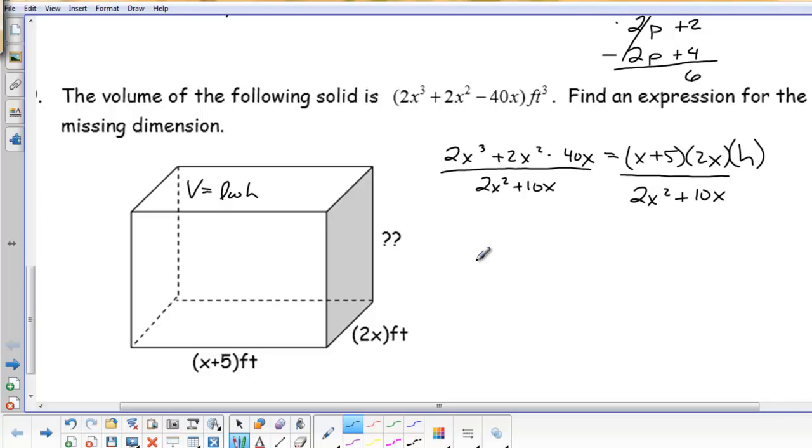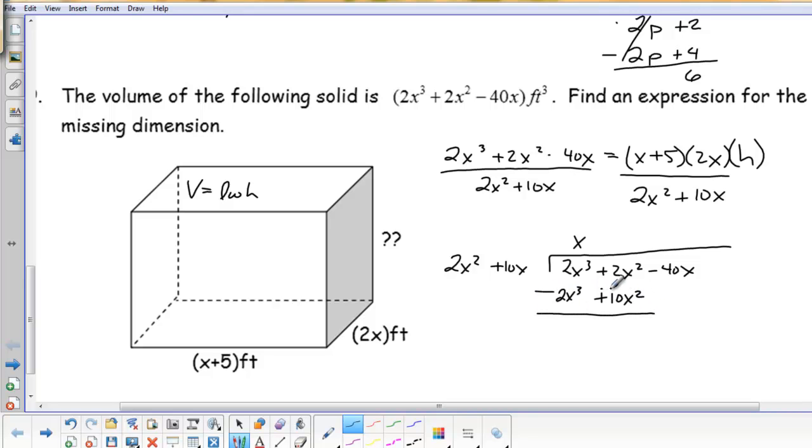Now I'm going to use polynomial division to determine my answer. So we get 2x squared plus 10x on the outside, and 2x to the third plus 2x squared minus 40x on the inside. What number times 2x squared equals 2x to the third? That's x. I'm going to multiply this throughout the entire binomial. 2x to the third plus 10x squared. Draw the line, change your signs, the check is in place because they cancel each other out.